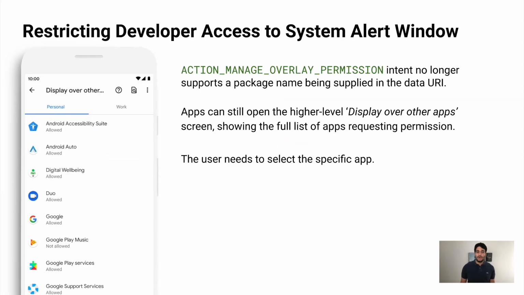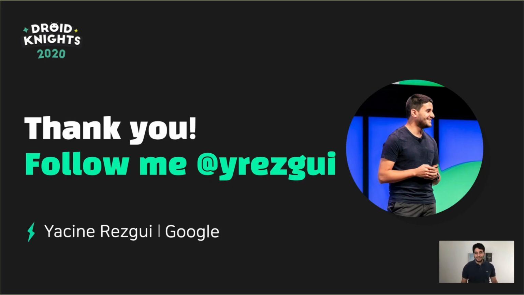Last one is restriction to the system alert window. So action manage overlay permissions intent no longer supports package name being supplied in the data URI. You can still draw or display on top of other apps, but only by asking the user to grant you that access through the settings rather than sending an intent directly to do so. Preloaded applications are still granted the permission by default, but installed application through Play Store or somewhere else needs to go through the settings and ask the user to enable it manually. So that's for me on privacy changes on Android 11.